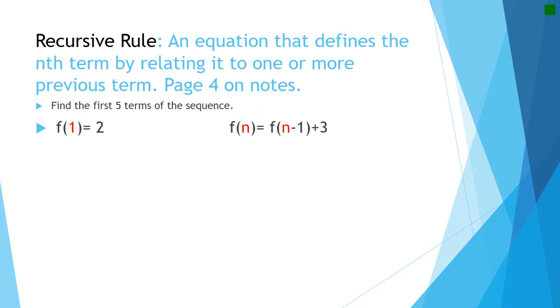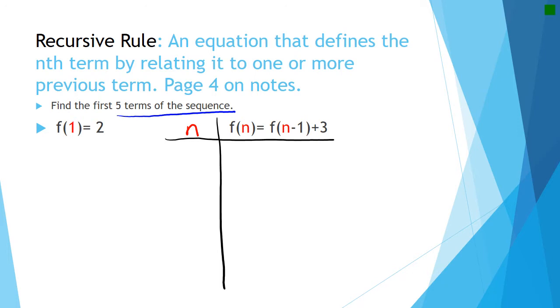The first example that they have here is they ask you to find the first 5 terms of the sequence using the recursive rule. And just like any rule or equation or function, we always want to create an n, f of n chart. Okay. And in this case, I'm going to go ahead and use red to represent my n's here. So they want us to find the first 5 terms of the sequence.